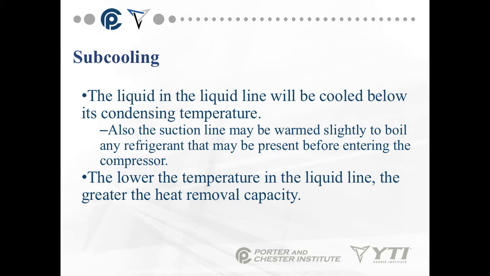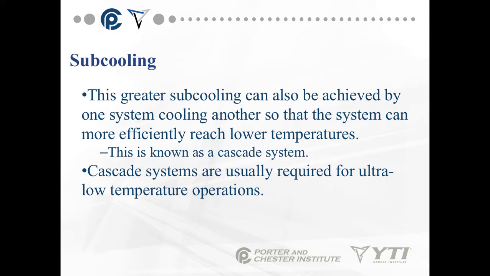It's sort of a win-win situation. By the suction line being cool, we're lowering the temperature of the liquid, and we're also boiling off any remaining refrigerant. The lower the temperature in the liquid line, the greater the heat removal capacity. Greater subcooling can also be achieved by one system cooling another so that the system can more efficiently reach lower temperatures. This is known as a cascade system. Cascade systems are usually required for ultra low temperature applications.